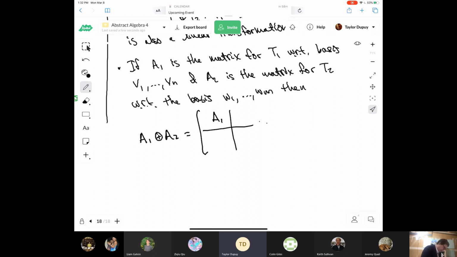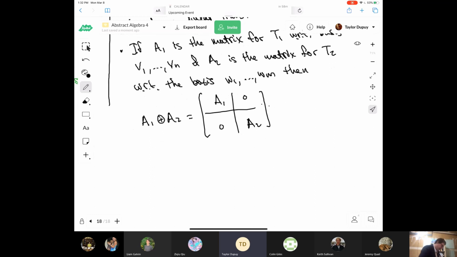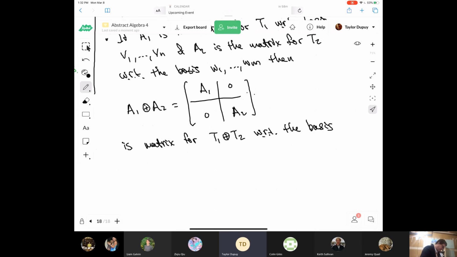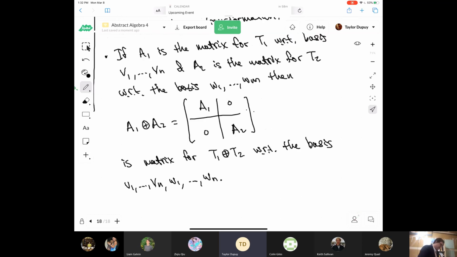Then A1 block, and then these are zeros here, A2. So this is the matrix for T1 direct sum T2 with respect to the basis V1 through Vn, and then you have W1 through Wm. Okay, so does that make sense?